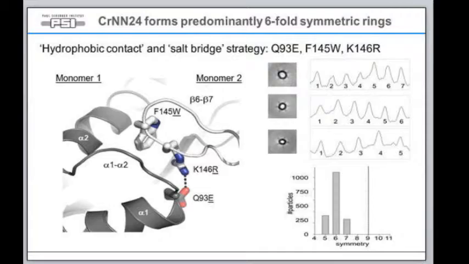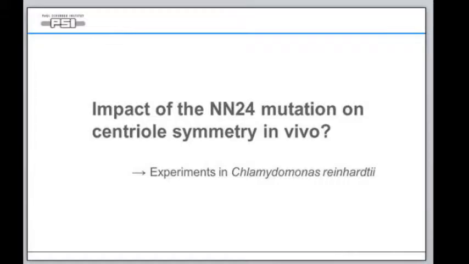So we crystallized this mutant. You can see that the design worked based on the strategy here. You can see here the analysis, now this time based on electron microscopy because it's stabilized. So we got many particles also in the EM. And you can see that indeed the six-fold symmetric form of this oligomer is the predominant species.